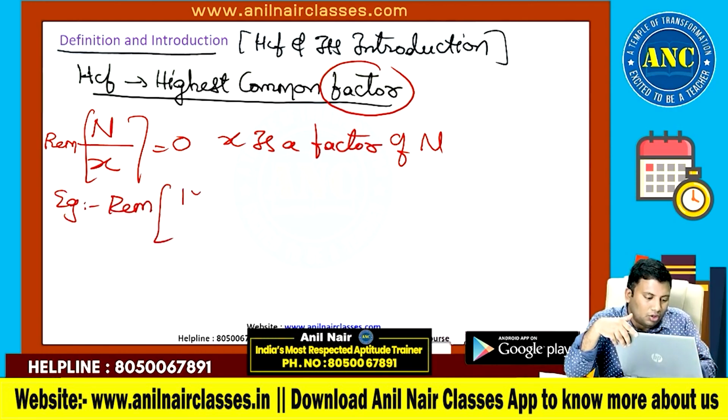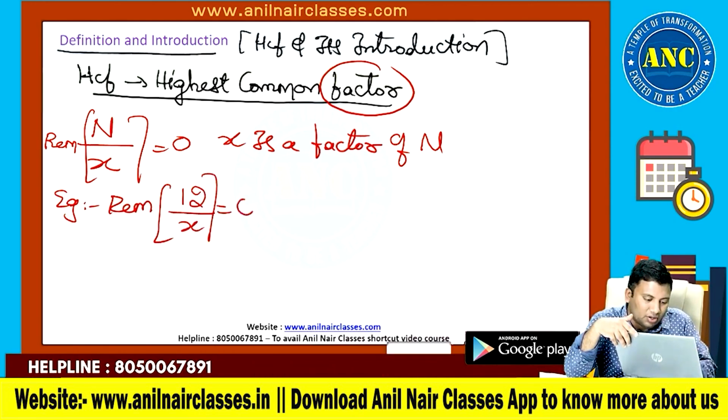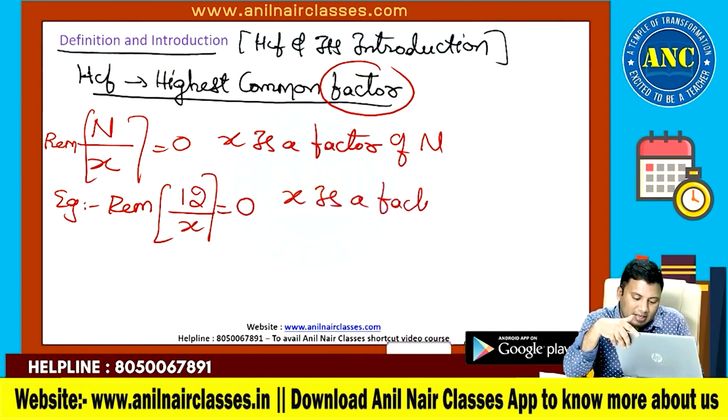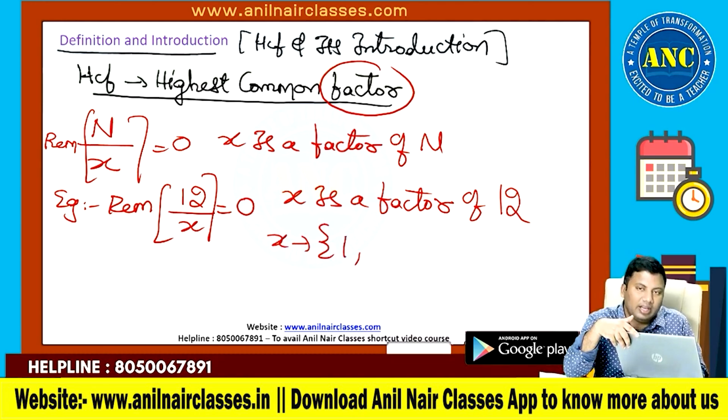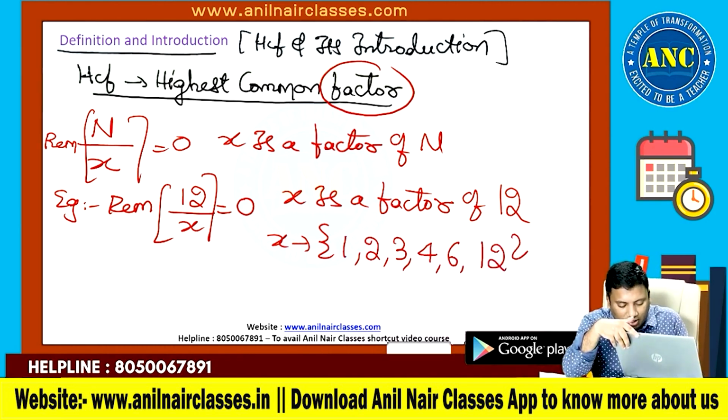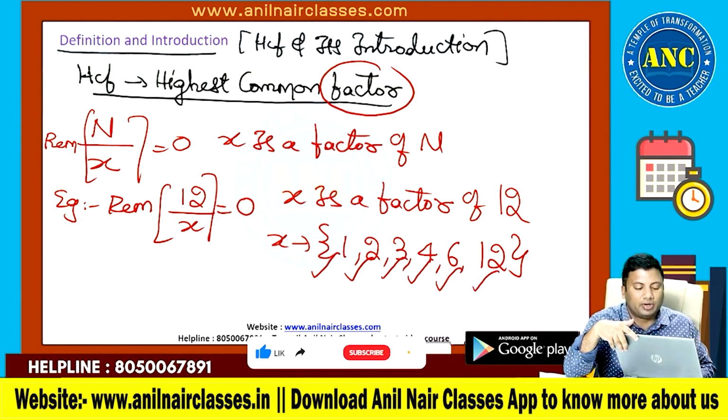For example, 12 divided by x has remainder 0. So the meaning is x is a factor of 12. What are the factors of 12? 1 is a factor of 12, 2 is a factor of 12, 3 is a factor of 12, 4 is a factor of 12, 6 is a factor of 12, and 12 is also a factor of 12. So the values that x will take are 1, 2, 3, 4, 6, and 12.